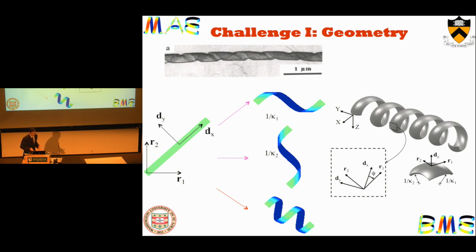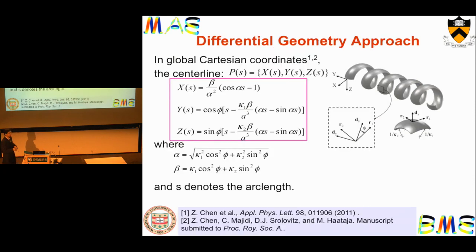And so the question becomes, if we know these three independent geometric parameters, kappa 1, kappa 2, and phi, how do we describe the 3D configuration of this ribbon in space? It turns out to be a non-trivial problem, but we can solve it using differential geometry, and you can look at the details in our papers.